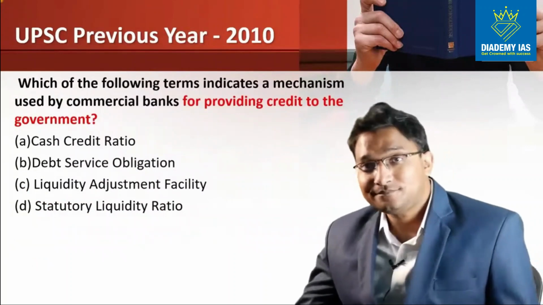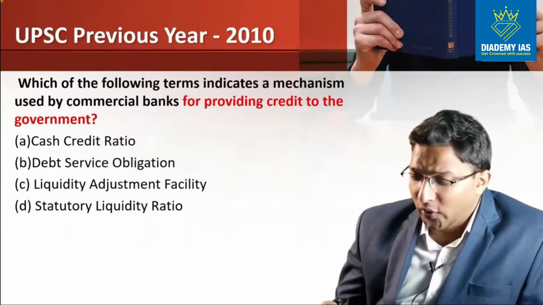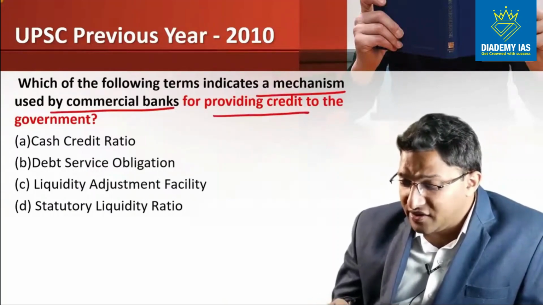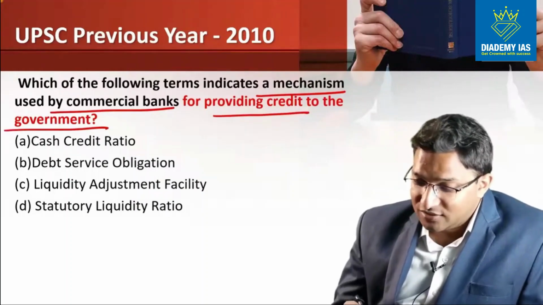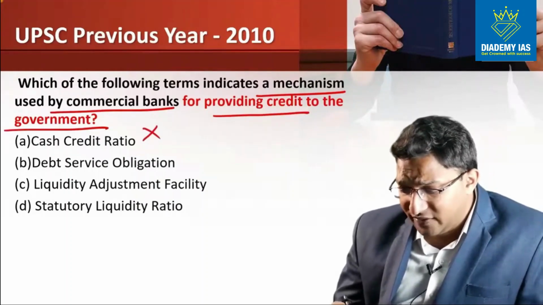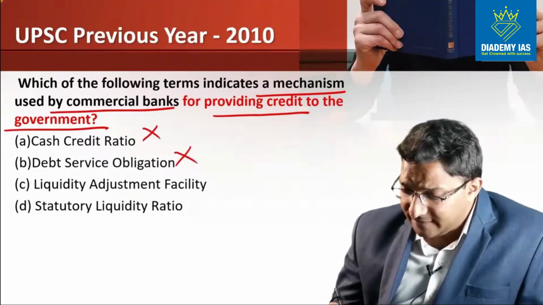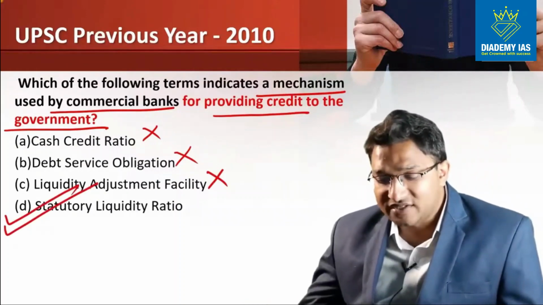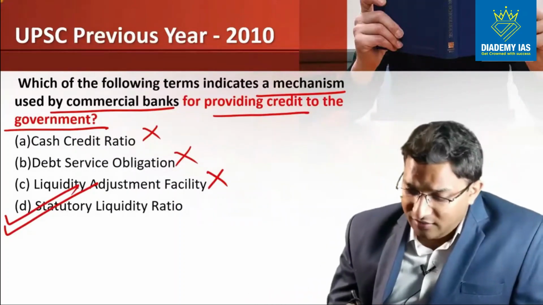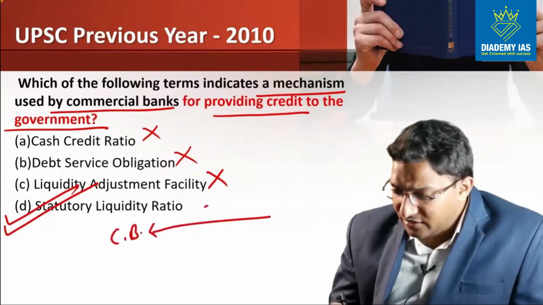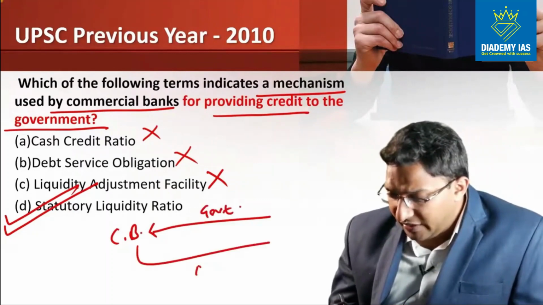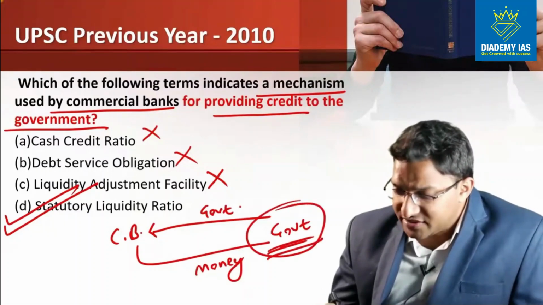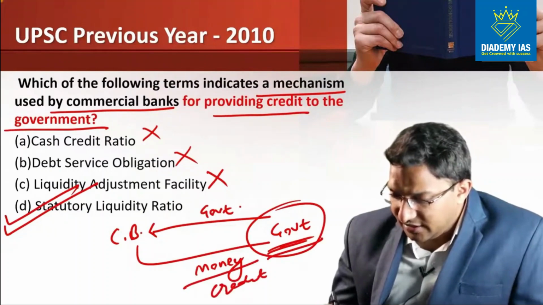Scheduled commercial banks may cut their lending rates. Now, next question. This is very simple question. Which of the following terms indicates a mechanism used by the commercial banks for providing credit to the government, right? Cash credit ratio. There is no such ratio. Debt service obligation, liquidity adjustment facility, statutory liquidity ratio is the answer, right? So this provides credit to the government. How? So when commercial banks buy the government security, in return they give the money, right? So this money is given to the government. So government gets the money, or it gets the credit, right?